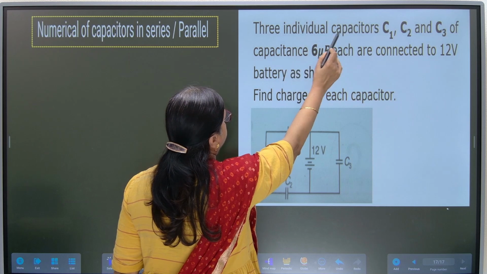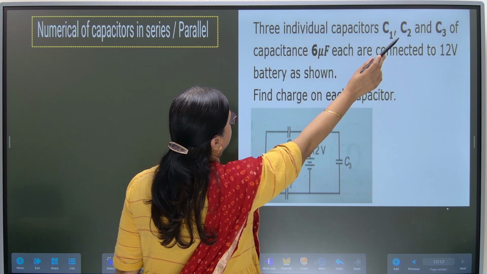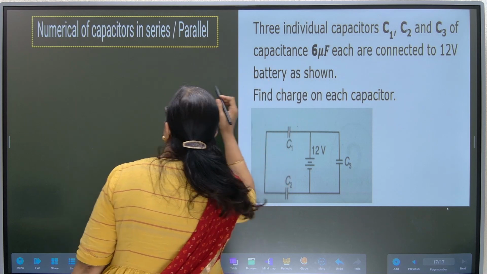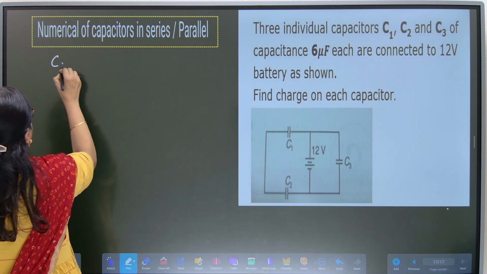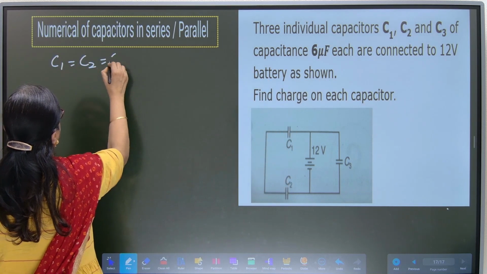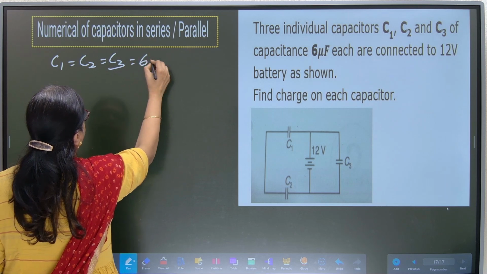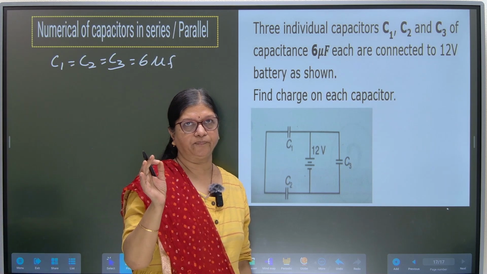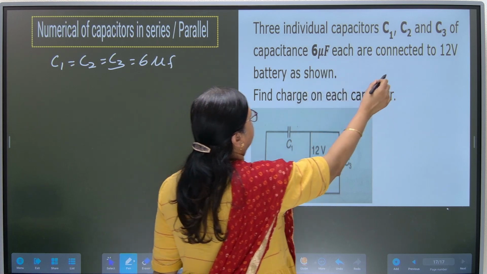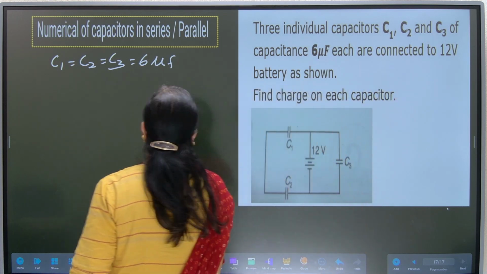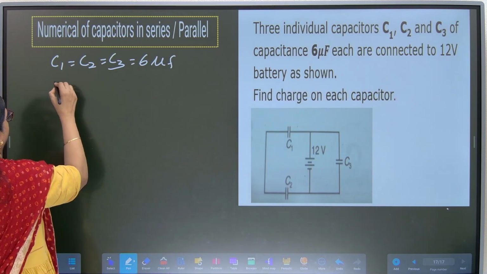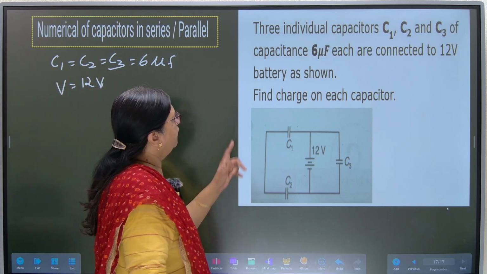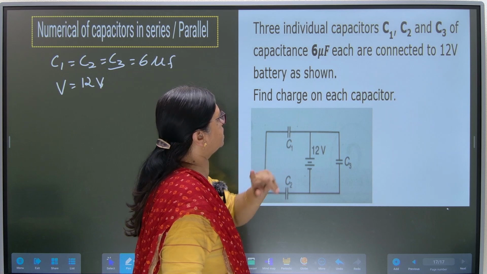Three individual capacitors C1, C2, C3 of capacitance 6 microfarad. In such questions, as I always say, there is no time for you to read the complete question. So whatever comes first, write it down. Fine. Each are connected to a 12-volt battery as shown. So potential V is equal to 12 volt in the circuit. Find the charge on each capacitor.